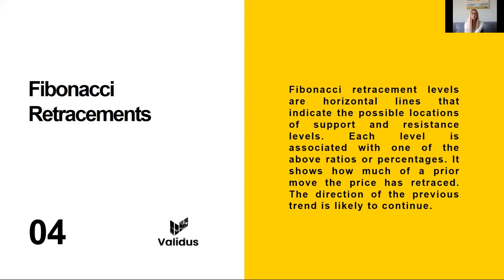Fibonacci retracement levels are horizontal lines that indicate the possible locations of support and resistance levels. Each level is associated with one of the above ratios or percentages. It shows how much of a prior move the price has retraced. The direction of the previous trend is likely to continue. However, the price of the asset usually retraces to one of the ratios listed above before that happens.